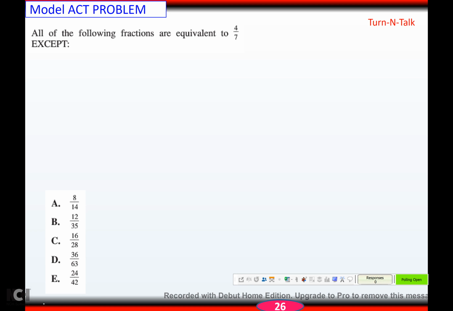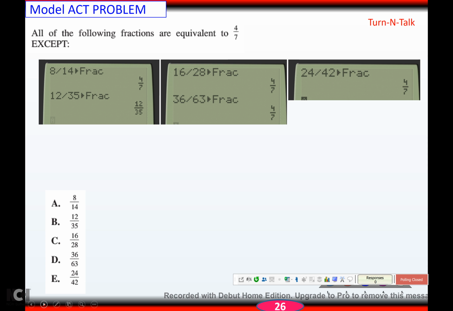You try this one, hit pause, come back when you're ready. Alright, it says all of the following fractions are equivalent to 4/7 except. So I typed this in, math enter, enter. Yes. I typed this in, no, did not come out to 4/7. I typed all the rest of them in and math enter, entered, and they all reduced down to 4/7 except for 12/35. So the answer was B.